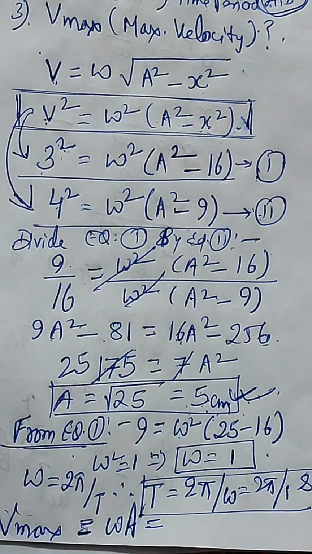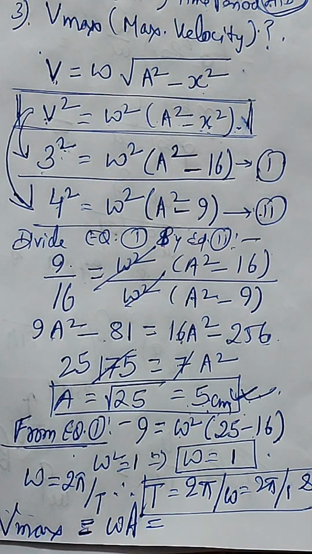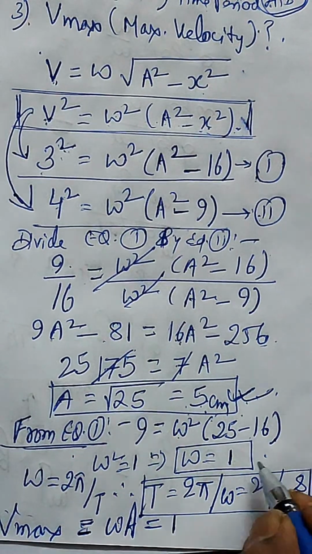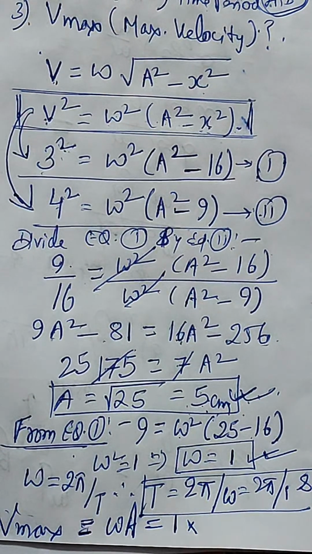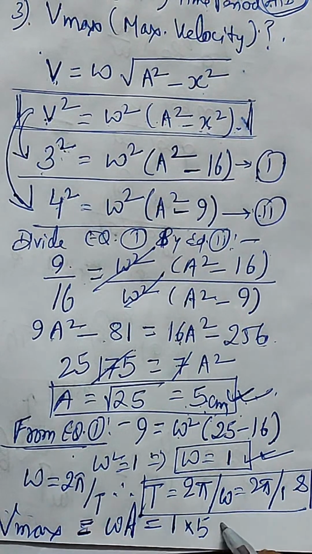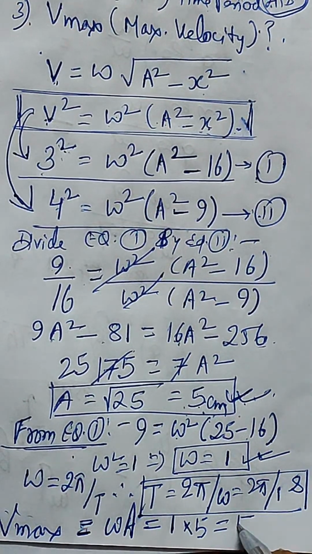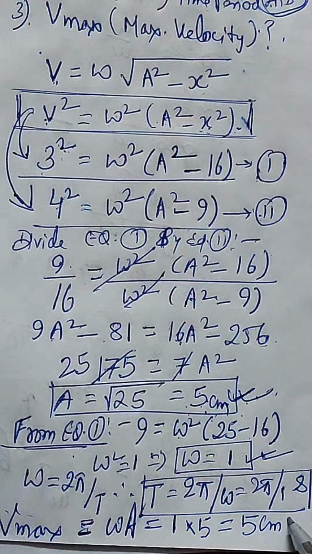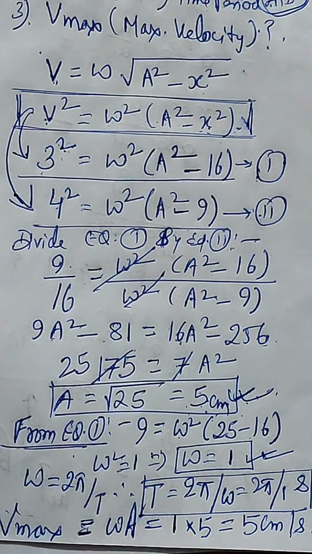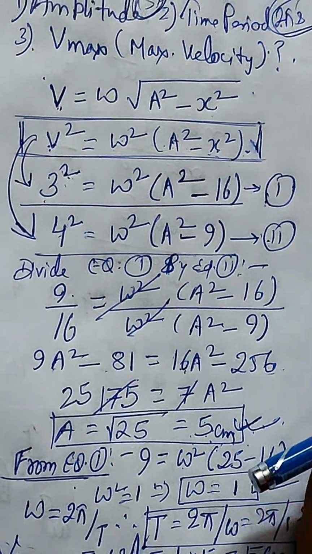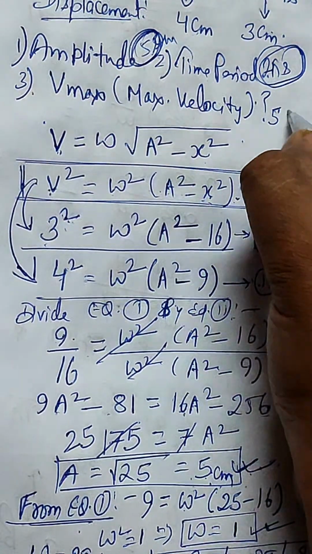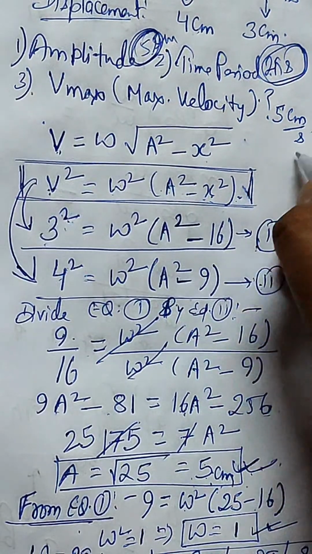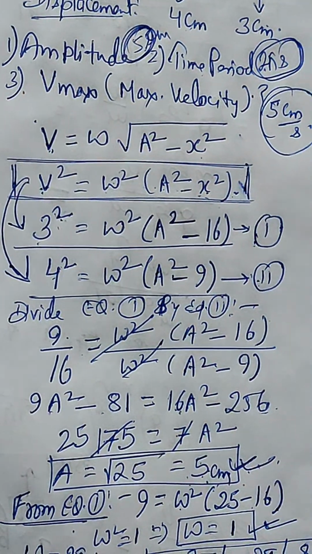This is the maximum velocity, and omega is 1, which we have calculated. You can see over here omega is 1 and a, the amplitude, is 5, right? So the Vmax value is calculated as 5 centimeter per second. This is your answer, right? So the third part of the numerical is also solved, that is Vmax is 5 centimeter per second. So in this way we have solved this question.